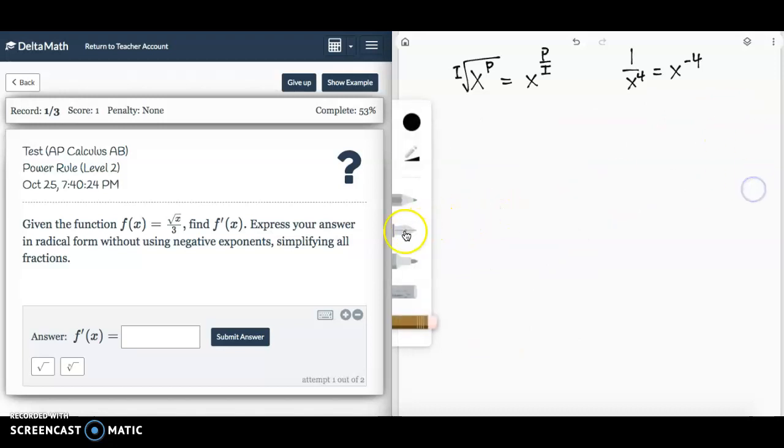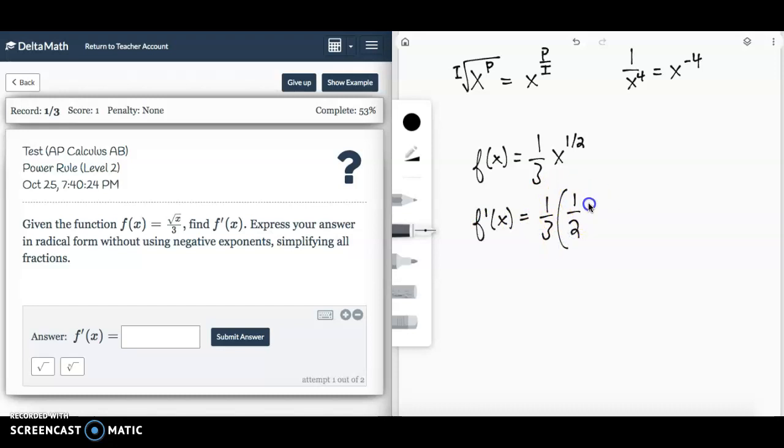So for this part, I have the square root of x over 3, so I can really rewrite that as f of x equals 1/3 x to the 1/2 power, right? Because the power is 1 and a square root secretly has an index of 2. So then when I take the derivative of that, f prime of x, my 1/3 hangs out. I bring down my 1/2, subtract 1 from that. 1/2 minus 1 is a negative 1/2.